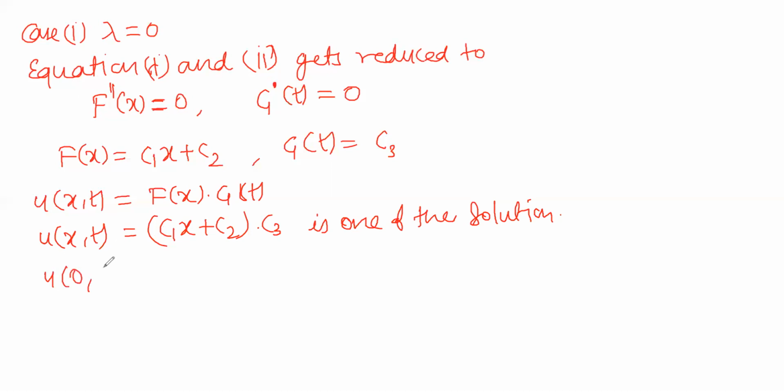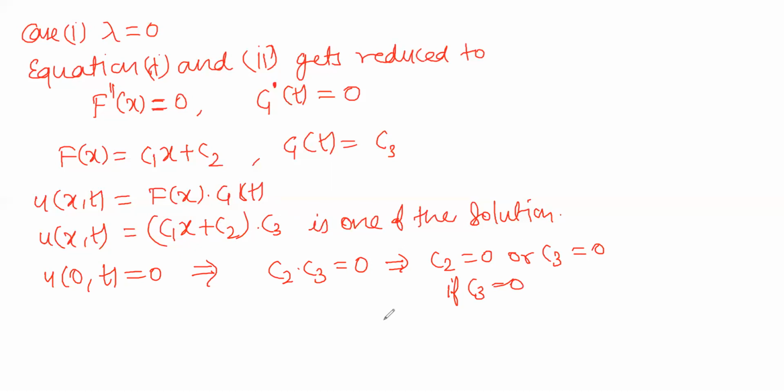u of 0 comma t equal to 0. This is the first condition. So now I'll apply it. There is no t in this solution, simply x. So just put x equal to 0, and I'm getting c2 into c3 equal to 0, since the c1 x term will be 0. This implies either c2 equal to 0 or c3 equal to 0. So just keep it here. But if I take c3 equal to 0, then u of x comma t will be equal to 0, which is a trivial solution.